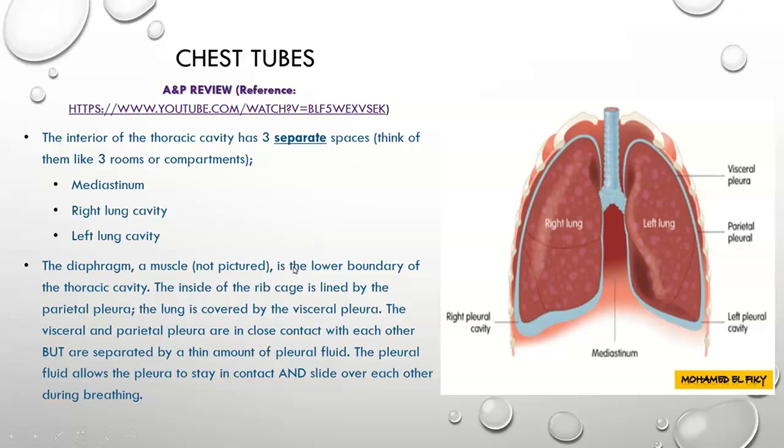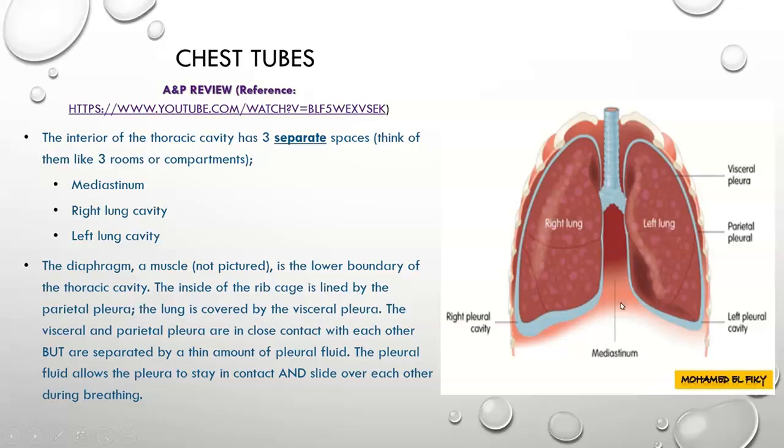The interior of the thoracic cavity, so that's what we're talking about. We're talking about the lungs, and the thoracic cavity has three separate spaces. You've got to think about them as three separate rooms, because if you have a problem on the right side, it doesn't really affect the left side for the most part, because it's a separate space. So you've got the right lung cavity, the left lung cavity, and then this space right here is identified as the mediastinum. Of course, in this picture you don't see anything there, but that's where the heart and great vessels are. So yeah, it's an important space.